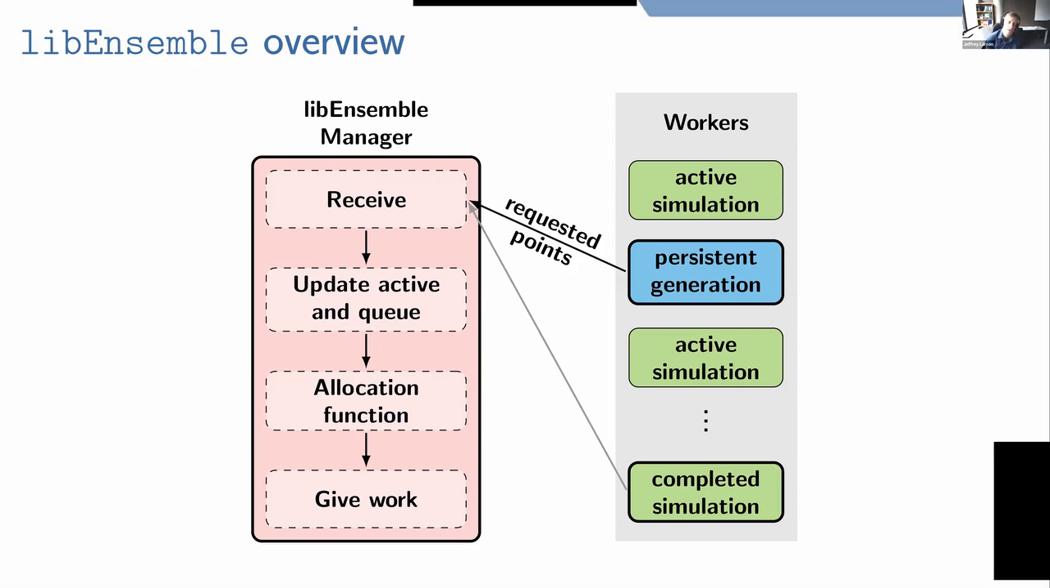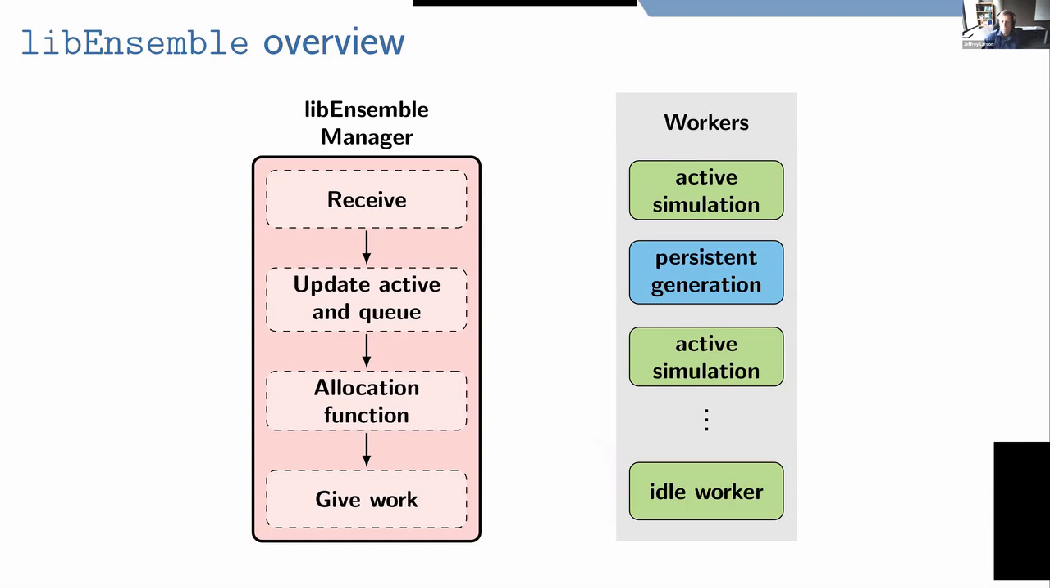I can also, at the same time, take in completed simulation output. I can update what I am doing, call my allocation function, and decide what work should be given out. I'm going to give out that simulation work that was just requested by the persistent generator back to that idle worker. Now everybody is active. The persistent gen is waiting for the simulation work to be done.